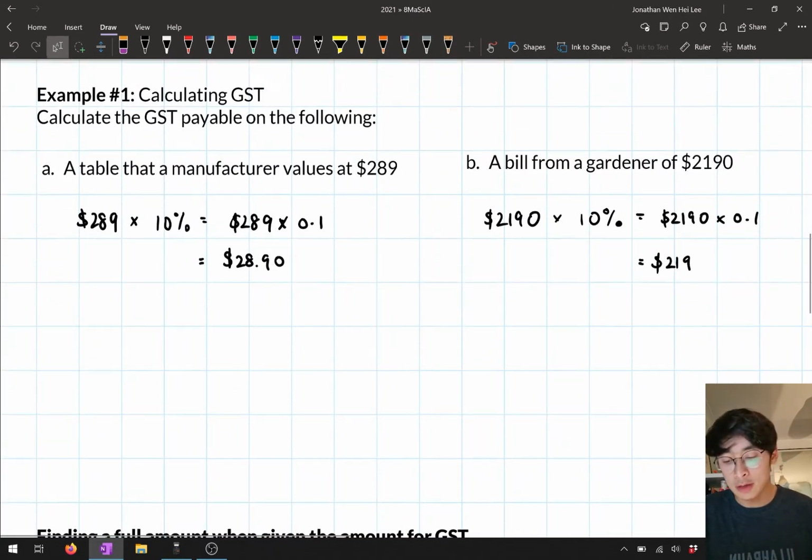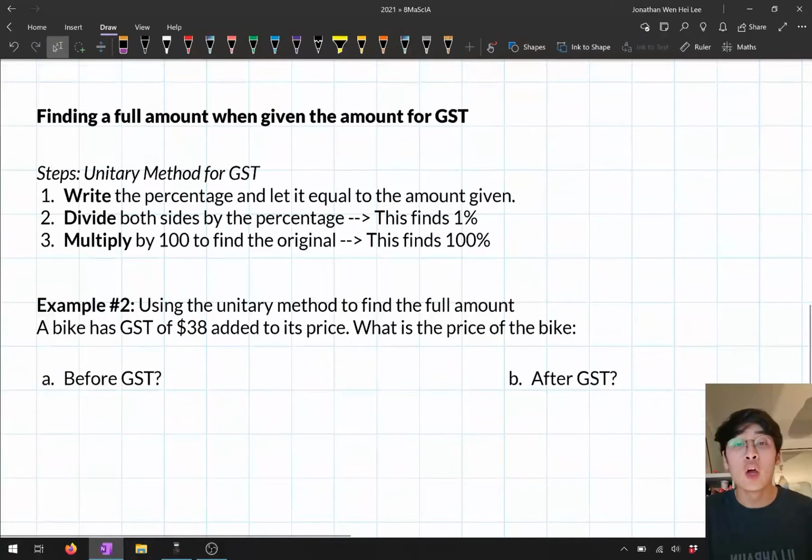The second part is we want to actually be able to find the full amount when we're given the amount of GST. So let's say someone tells you, oh, the amount of GST that you paid for a particular item was this amount. And what we want to do is find out the total amount. The way that we do this is we actually use a thing called the Unitary Method. Now we're going to be looking at this Unitary Method in a bit more detail later, but there's actually 3 steps that we're going to do.